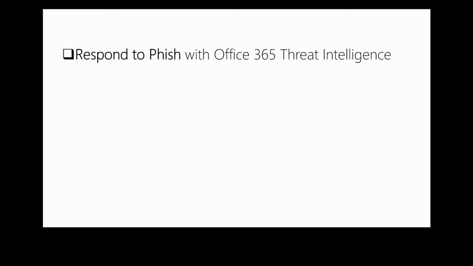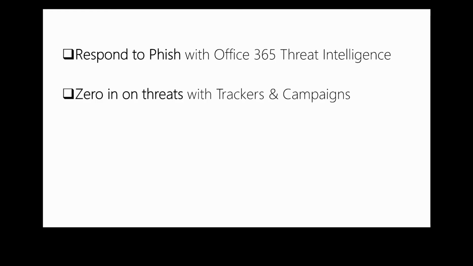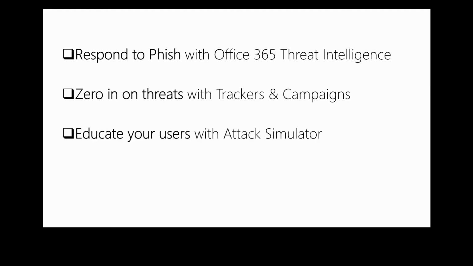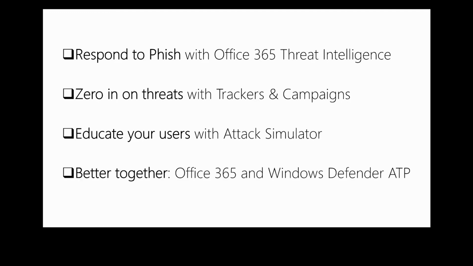All right, I'm hardwired, so I can't blame Wi-Fi, but I'll find a way to blame someone else if this doesn't go well. How you will respond to phish using Office 365 Threat Intelligence. How you can zero in on the threats that matter using trackers and campaigns. How you can educate your users with Attack Simulator, the feature we just announced GA for on Monday. And finally, we'll give you a sneak peek at some of the better together stories we've been working on. How Office 365 and Windows Defender ATP are coming even closer together and integrating better to protect your users.